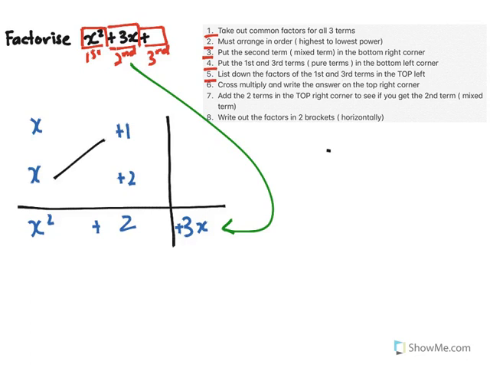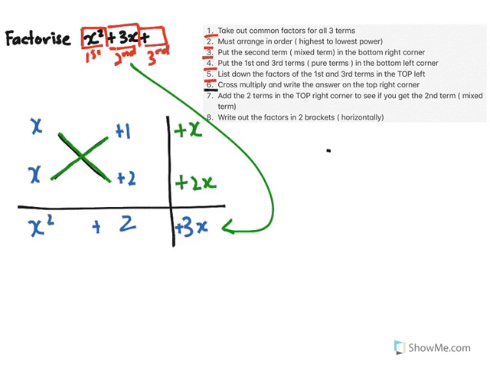In this scenario, we're going to next cross multiply and write the answer in the top right hand corner. What does that mean? Basically, you take your x times positive 1 and you get positive x. X times positive 2, you get plus 2x, and you are done with number 6.